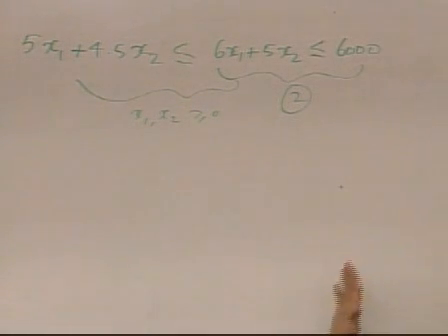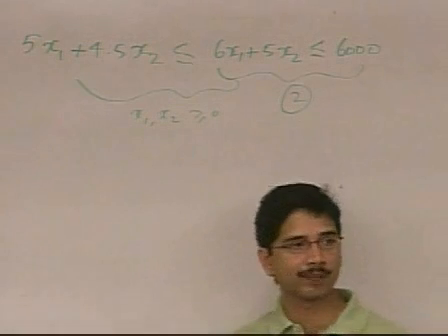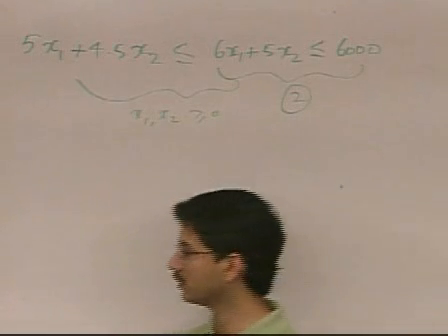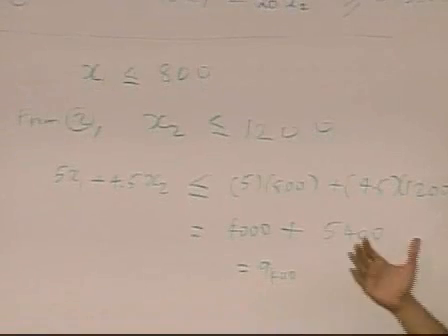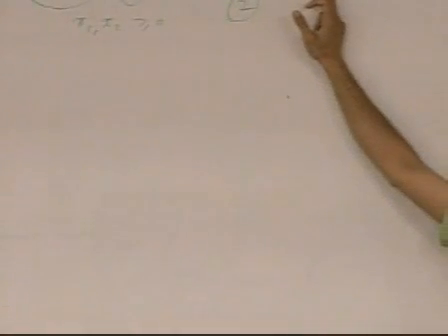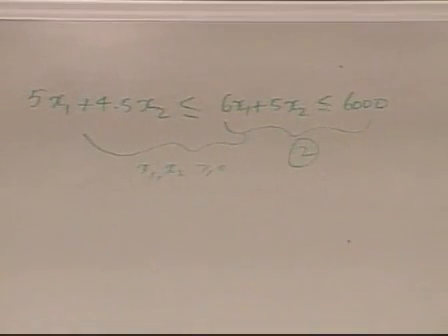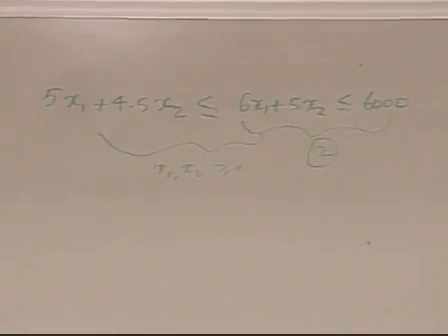So you now have a better bound on the best possible value. Initially we said the objective value, the maximum profit, is definitely at most 9,400. Now we know that it's at most 6,000. Any questions about this reasoning?